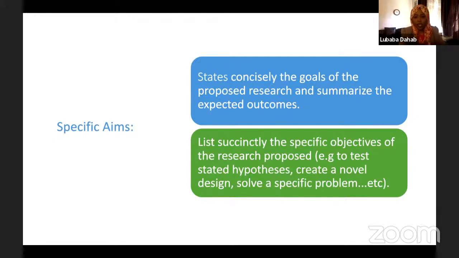You're going to state concisely the goals proposed for the research and summarize the expected outcomes. You want to make sure that you list the specific objectives and the research proposed. For example, the tested hypothesis and the creative, novel design, or a specific problem you want to solve. You want to provide the specific ways that you're going to solve this problem. You want to present your idea and your hypothesis, how you're going to approach this hypothesis, and what outcome you are expected to achieve. So this needs to be concise, in 1 page.